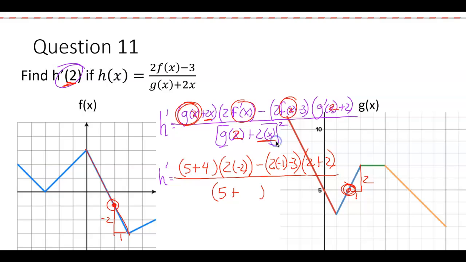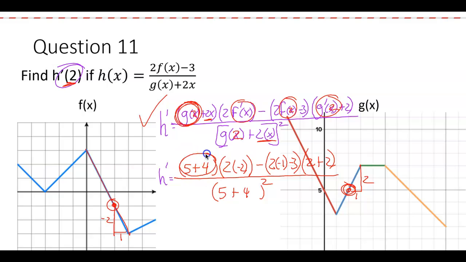Plus, plugging 2 in here, 2 times 2 is 4 squared. And then we just get to simplify the whole thing. So the big thing you guys need to know here is, first of all, you need to know your quotient rule. Second of all, you need to understand that when you are finding like g of 2, that means the y value. But if you're looking for g prime of 2, that means the slope. Same thing with the f function.